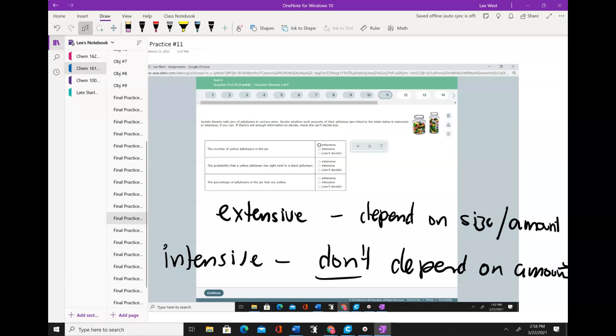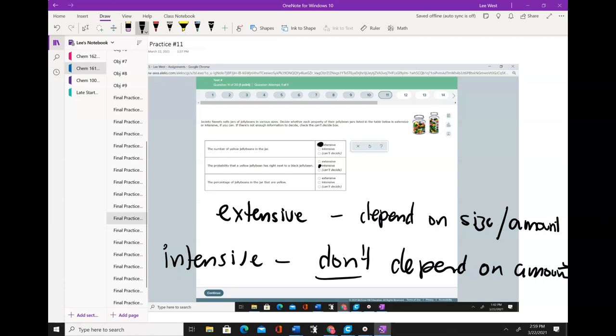So if you had a bigger jar, you would have more yellow ones, right? You'd have more of everything. So that means that it is extensive. Okay. The probability that a yellow jelly bean lies right next to a black jelly bean. Well, that's not going to depend on the size of the jar. That's determined by the ratio of the different colors in the mix, right? So if you had a big jar or a small jar, it's going to be the same probability in that one. So that one is an intensive property.